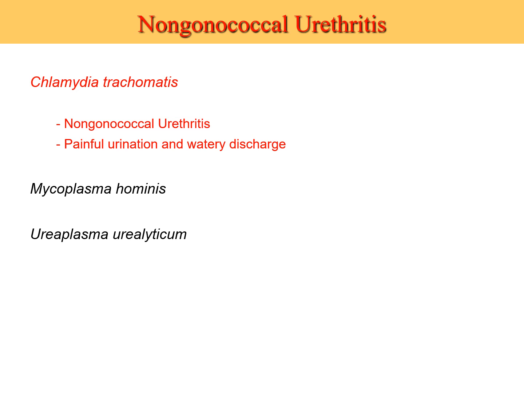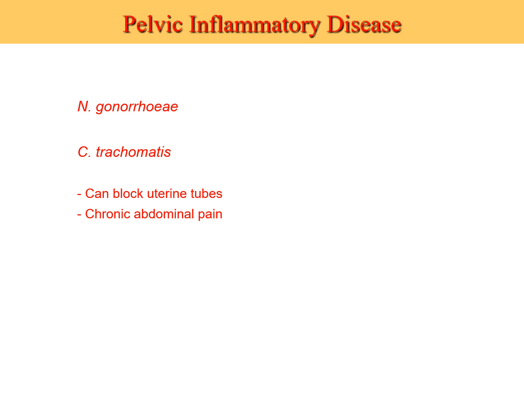Again, the major cause of non-gonococcal urethritis is chlamydia, and the main initial signs and symptoms would be painful urination and a more watery discharge, as opposed to Neisseria gonorrhea, which causes gonococcal urethritis. Both of these can lead in females to pelvic inflammatory disease, can result in blocking of the uterine tubes, leading to infertility, and cause chronic abdominal or pelvic pain.